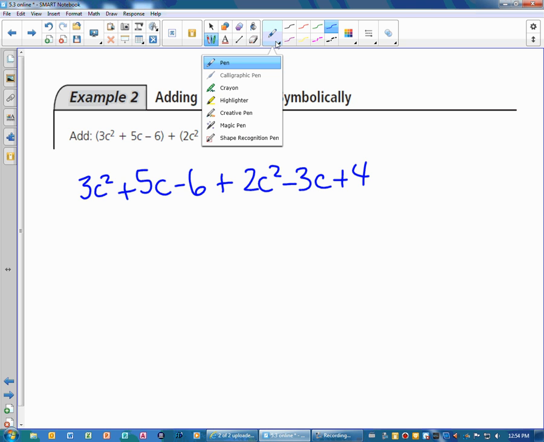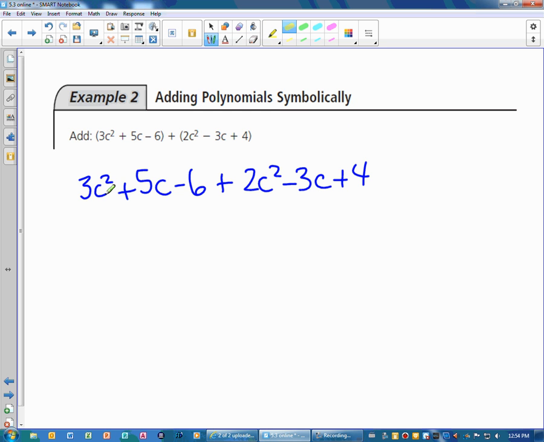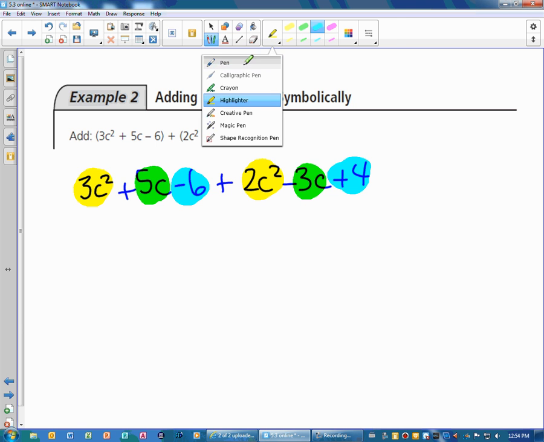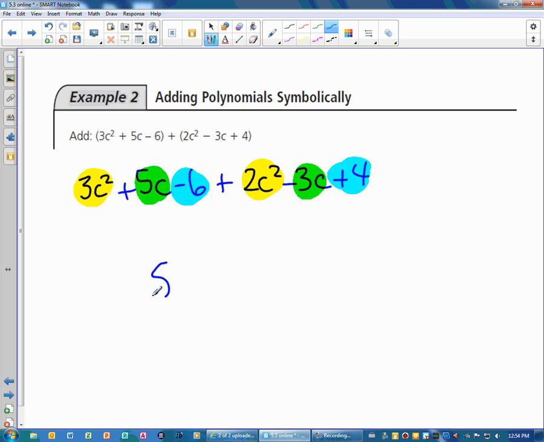Get out your highlighter and start collecting like terms. C squareds with other c squareds, c's with other c's, just plain old digits with plain old digits. So 3c squared and 2c squared, 5c squared. 5c minus 3c, 2c, negative 6 and a 4, negative 2. So when we add 3c squared plus 5c minus 6 to 2c squared minus 3c plus 4, we get 5c squared plus 2c minus 2.